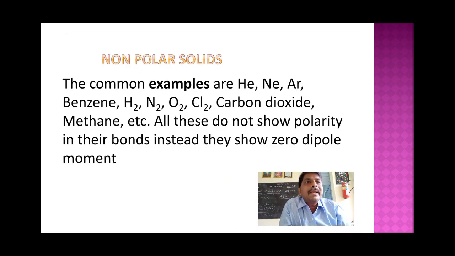The common examples for non-polar molecular solids are helium, neon, argon, benzene, hydrogen, nitrogen, oxygen, chlorine, CO2. Underline the word CO2, carbon dioxide. Generally it is a gas. If carbon dioxide exists as a solid, solid CO2, you can call it dry ice. So remember, this dry ice is a non-polar solid.